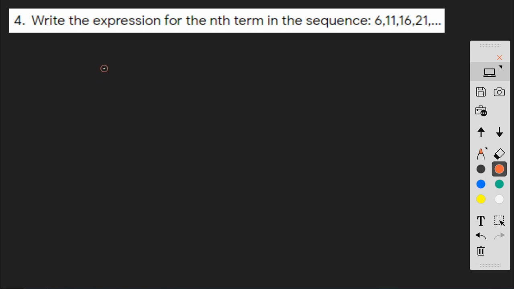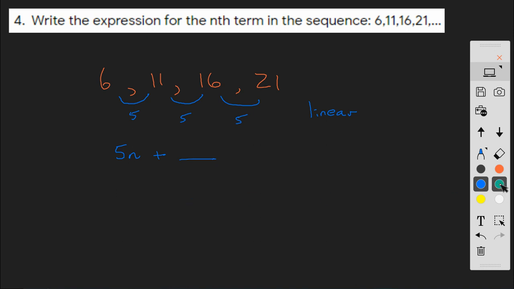Okay, question 4. Now we've got another nth term sequence. We've seen a few of these recently. Let's go through this process. First step is to look at the differences, and we can see that they are all the same. So it is a linear sequence going up in a straight line, and if the steps are going up in 5s, then that's a bit like the 5 times table. So I know that I've got 5n plus something. Let's see, what does the 5 times table look like? 5, 10, 15, 20. So that's my 5n.